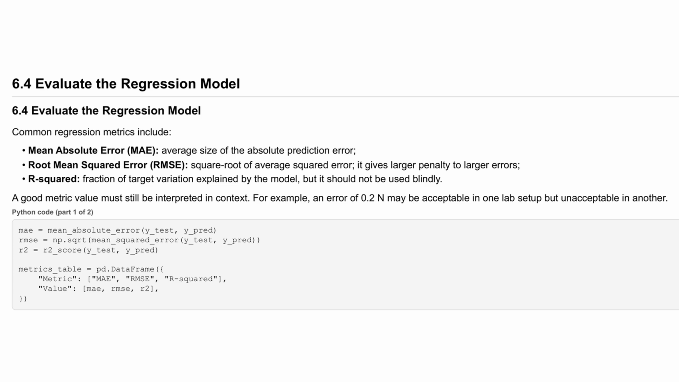While visual checks are great, we also need quantitative metrics. We calculate the mean absolute error and the root mean squared error to measure how far our predictions deviate from true values in newtons. We also compute the R-squared score to see the proportion of variance explained.